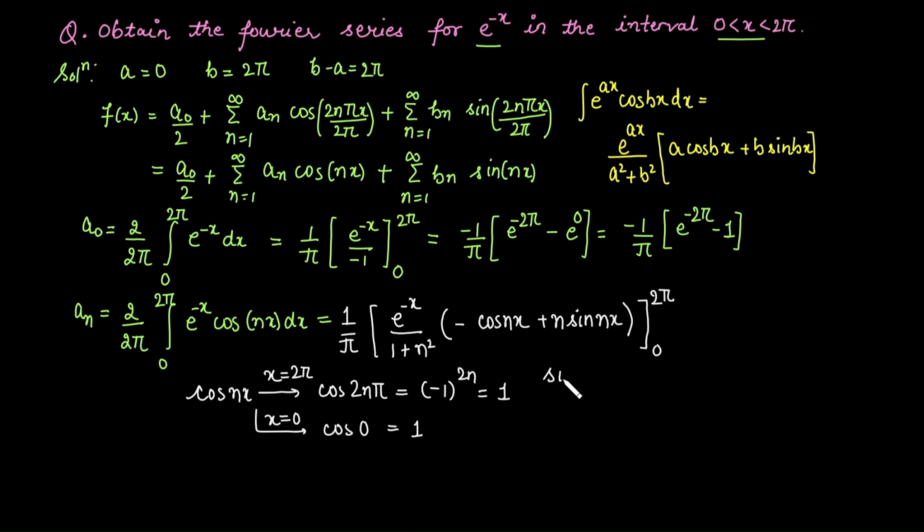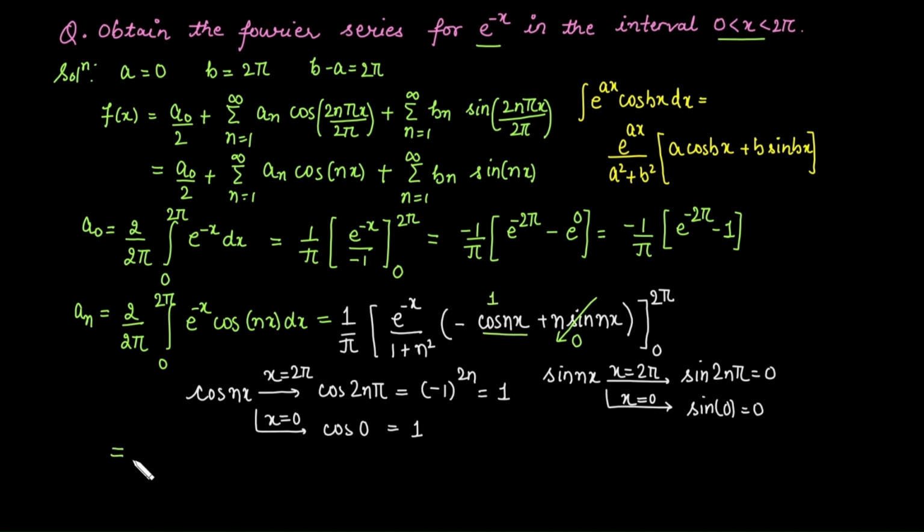Whereas sin nx, for the upper limit, x is equal to 2 pi. We have sine of 2n pi, that is 0. And for the lower limit, x is equal to 0. Sine 0 is 0. It means in the next step, this term is getting 0. So we can directly write this is equal to 0 over here, and in place of cos nx, we can substitute 1.